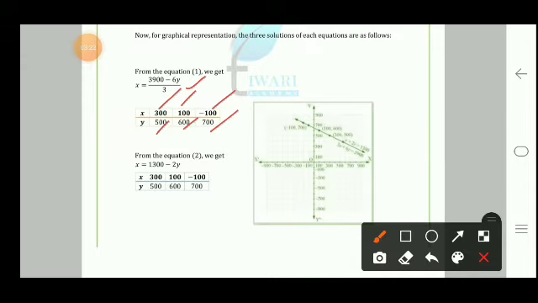Now from equation 2, we get x equals 1300 minus 2y. So we have x equals 300, then y equals 500; x equals 100, y equals 600; if x equals minus 100, y equals 700. Now plotting both the tables in the form of a line, what we are getting is a single line for both the equations. So this is the required graphical solution.